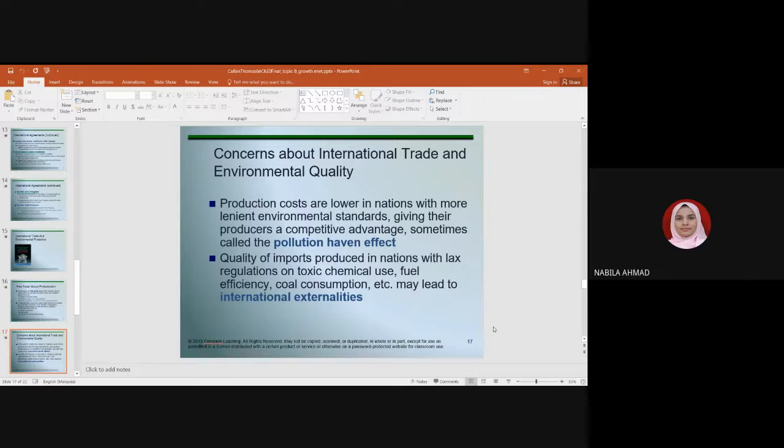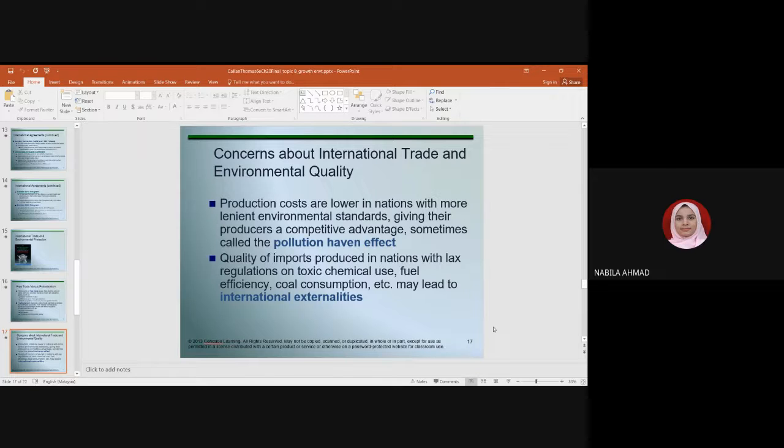Okay, right? Jadi what are the concerns about international trade and environmental quality? Production costs lower in nations with more lenient environmental standard, giving their producer a competitive advantage, sometimes called as pollution heaven effect. So pollution heaven effect ini, okay, bermaksud di sini negara yang mempunyai competitive advantage, dia punya polisi dia agak lenient. Tetapi negara lain, maksudnya polisi dalam setiap negara tu tidak sama. Bila polisi tidak sama, jadi ada negara yang untung disebabkan oleh free trade, dan ada negara yang akan rugi. So itu dia masukkan sebagai pollution heaven effect.